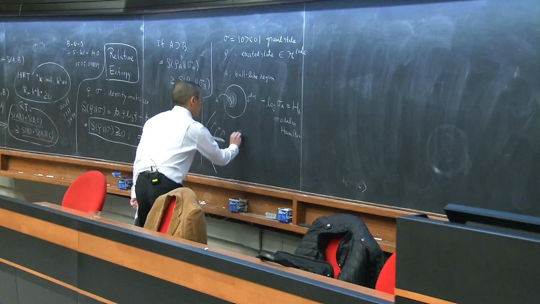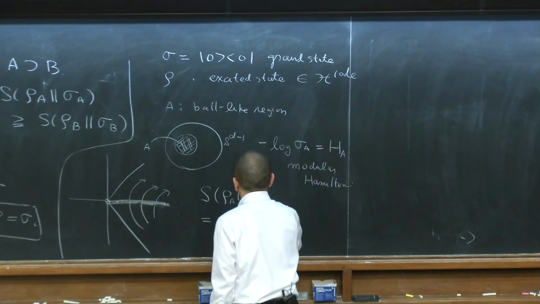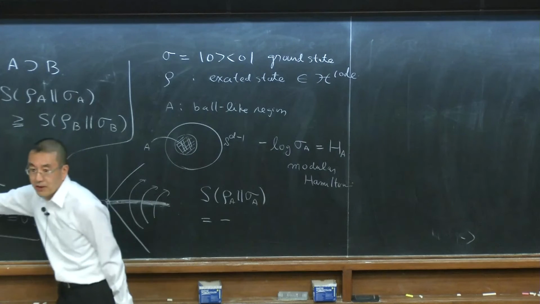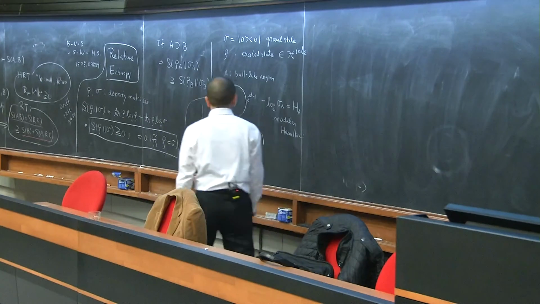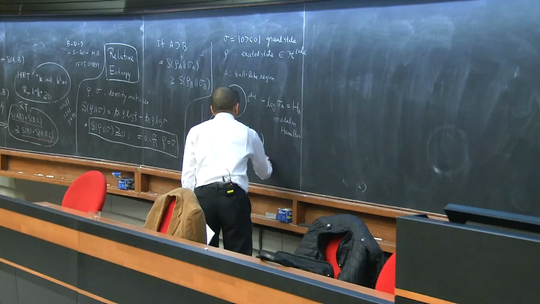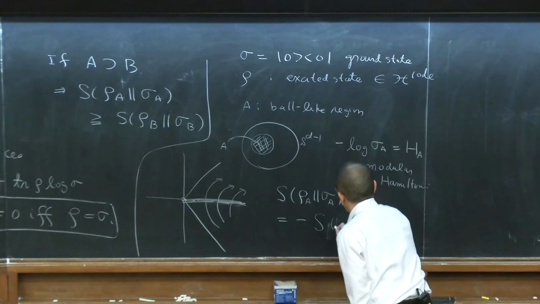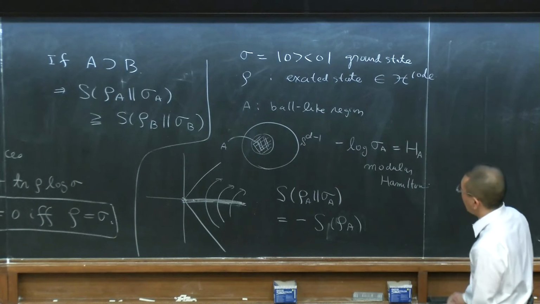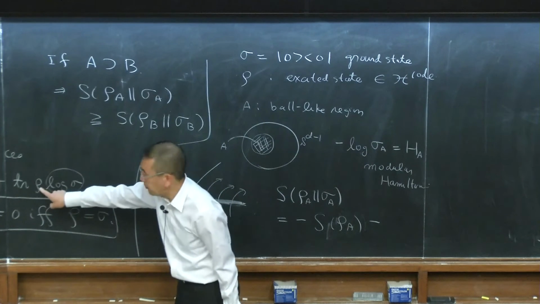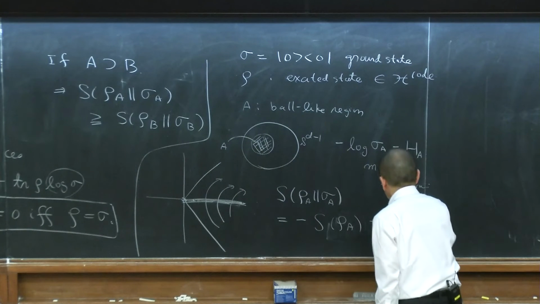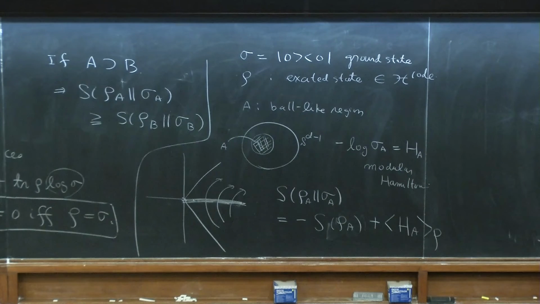So with this, what this is showing is that this S of rho sigma in this case is given by, suppose this is region A, this first term, minus the Ryu-Takayanagi entropy. So this is the entanglement entropy for the state rho of A. And the second term is just the expectation value of minus log of sigma for rho. Namely, this is an expectation value of the modular Hamiltonian evaluated for rho.